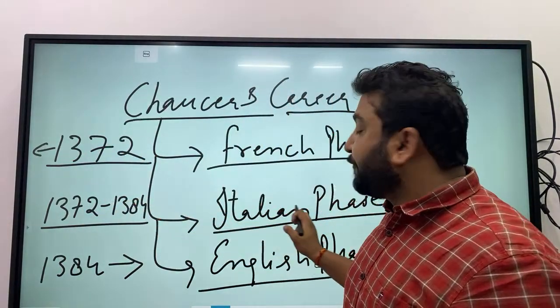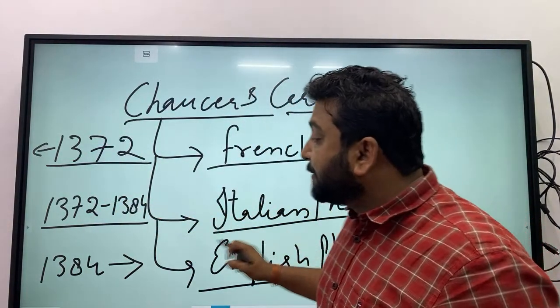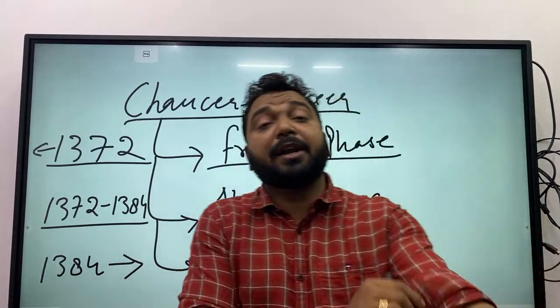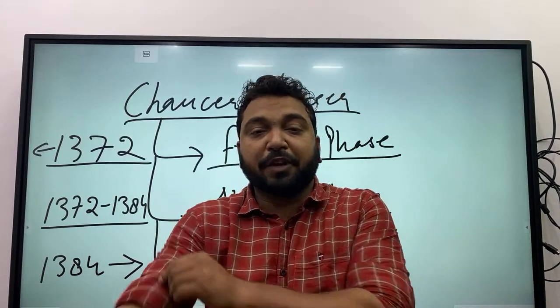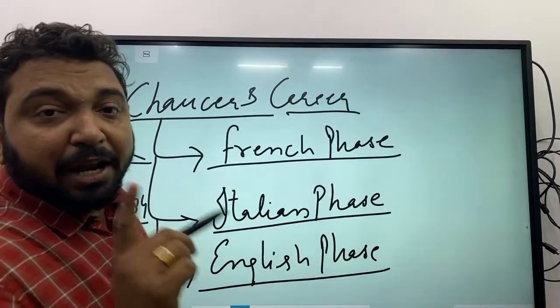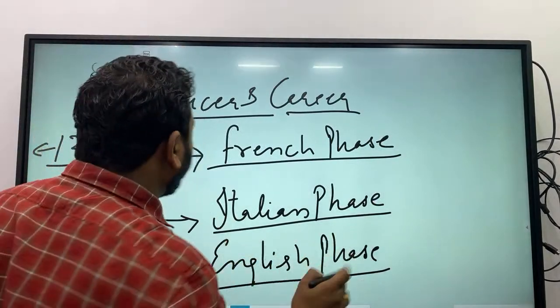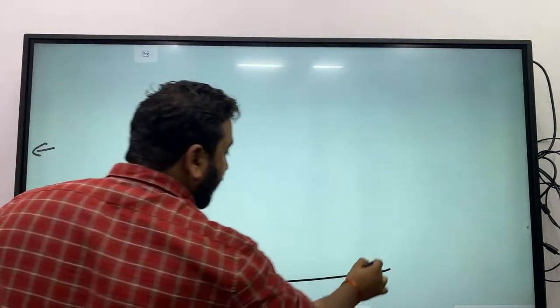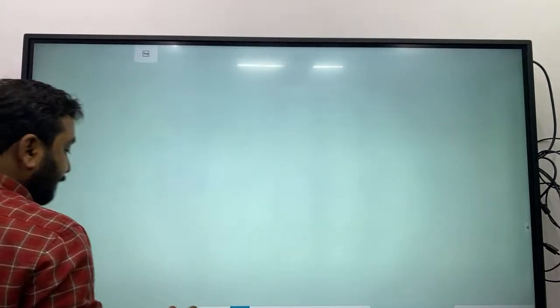1372 to 1384, all the books are written in Italian. After 1384, all the books are written in English. So that's how you have to differentiate. All my students who are watching it, my question is, in which year did the printing press come to England?